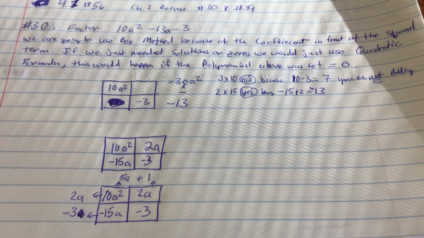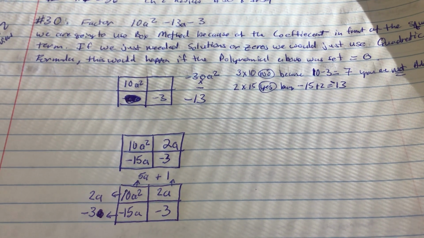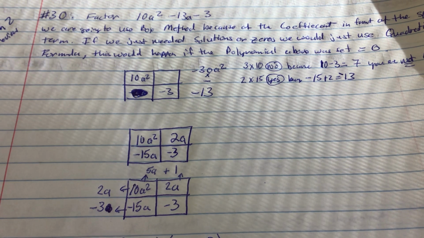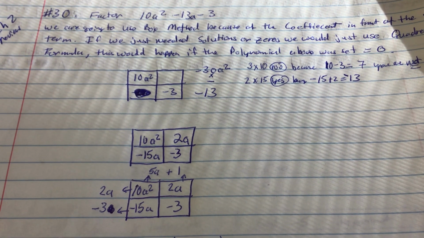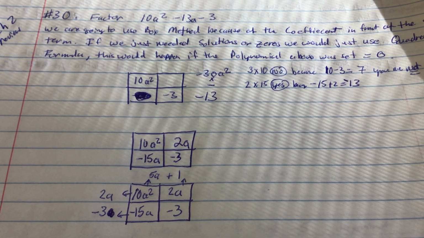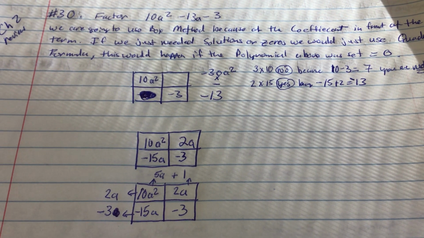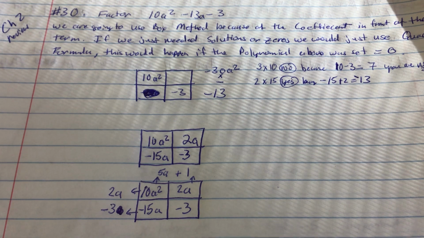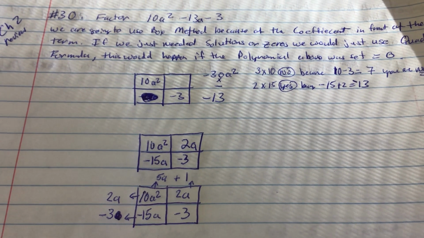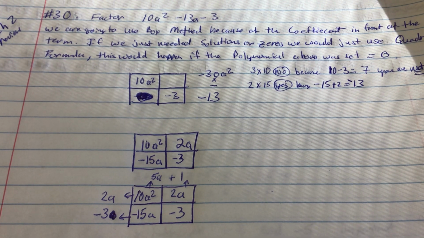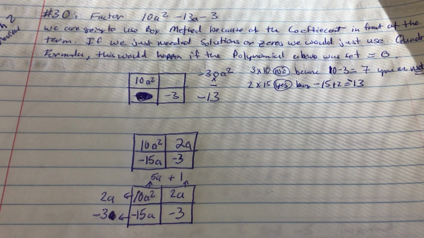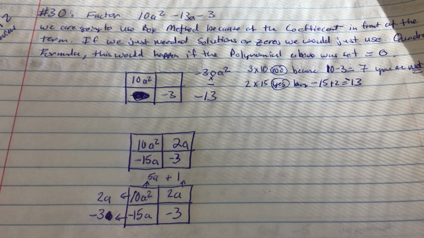So if you notice, going left, I end up with 10a squared plus 2a, factoring out to the left. The common factor is 2a. Negative 15a and negative 3 factoring out to the left will be a negative 3. Always go by the first box. So the first box to the left is negative. If it's negative, you'll factor out a negative. If it's positive, you'll factor out a positive.